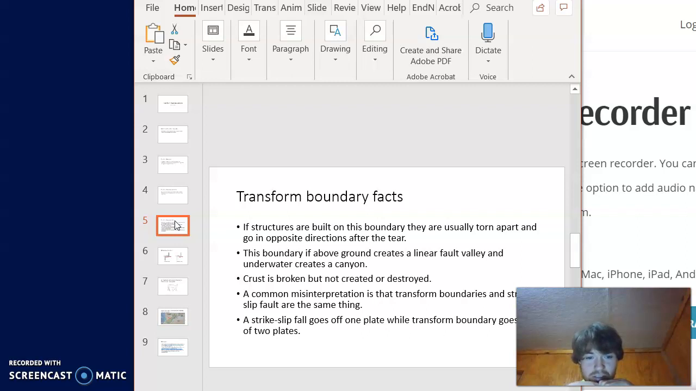One of the most common things that people don't realize about these faults is that they're transform faults, and people think that a strike-slip fault is the same thing. A strike-slip fault mainly affects one plate, while the transform boundary involves two plates.